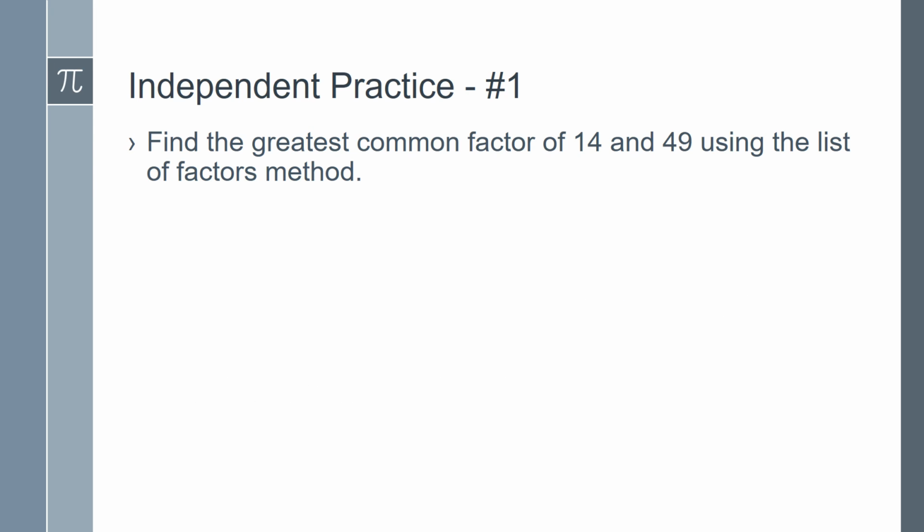Independent practice number 1. Find the greatest common factor of 14 and 49 using the list of factors method. Now is a good time to pause this video and work on this problem if you have not done so already.